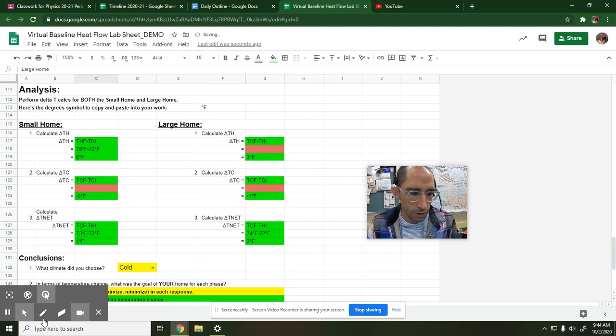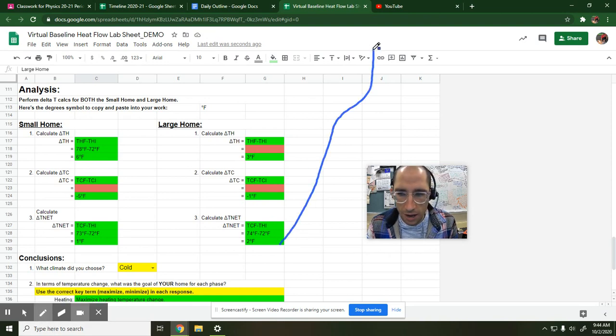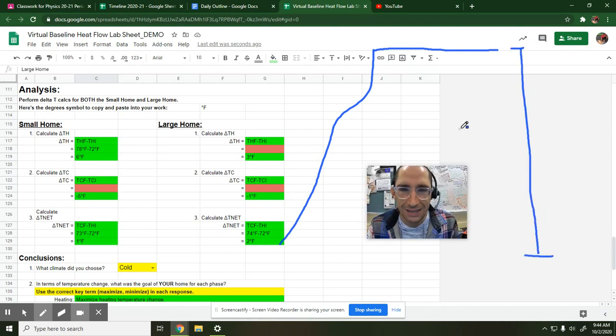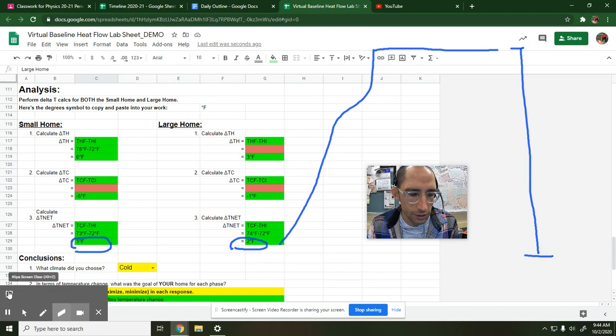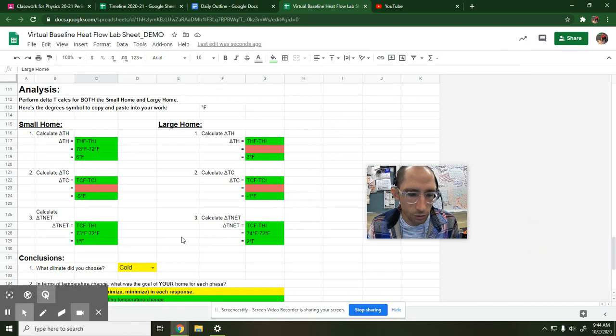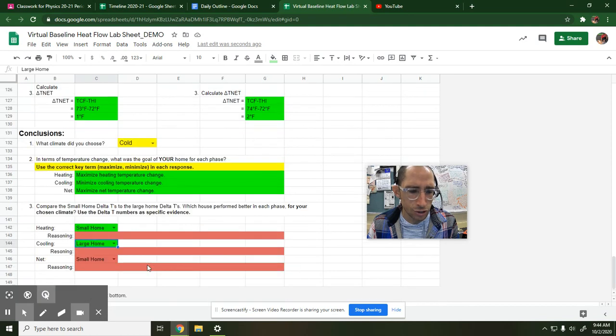Overall, remember, in a cold climate, you want to maximize heating, minimize cooling, all right, and gain as much heat by the end of it as possible. You want as high a delta T net as possible. So which house had a higher delta T net? The large home, when all is said and done, went up by 2. The small home gained only 1 degree in the whole test. So the winner is the large home.